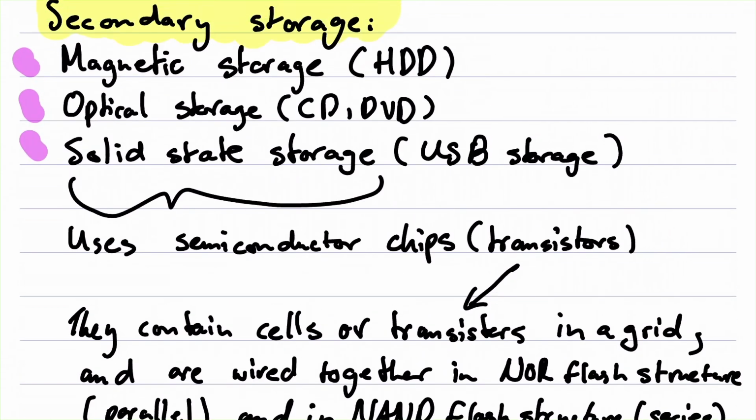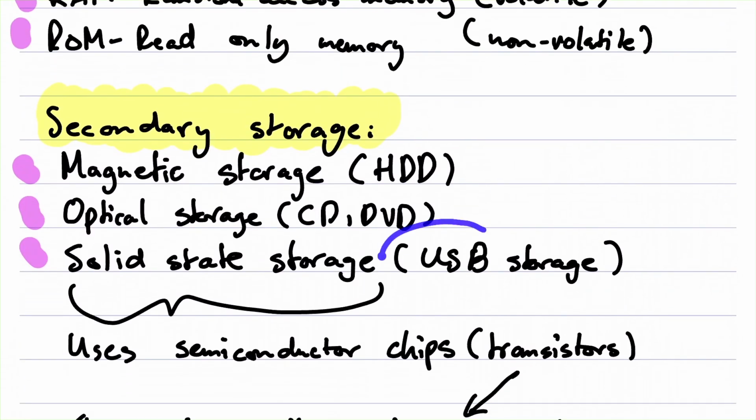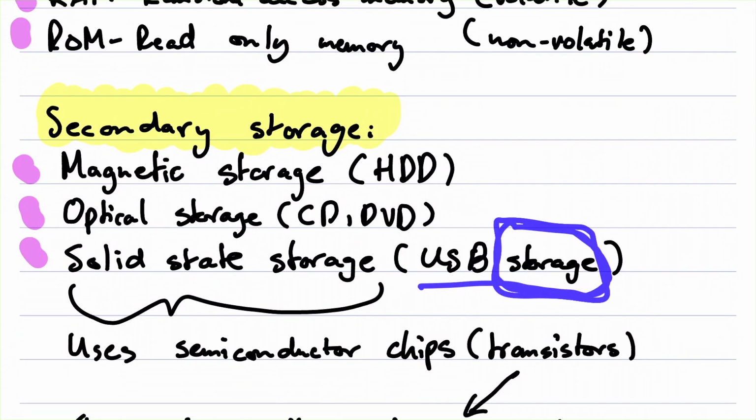And USB is actually not a storage. USB is actually the connector. So when you see the connector of a USB, that's what we're talking about. Universal Serial Bus. When I'm talking about USB storage, I'm talking about just the storage part, so the memory card part. When we say USB, we don't mean storage. USB means the actual connector itself.